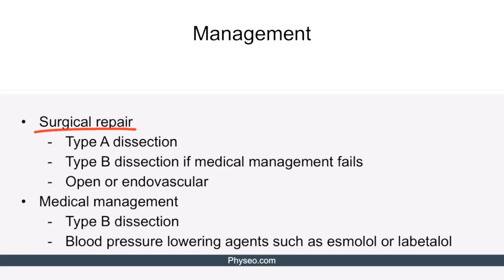Surgical repair is used in all type A dissections and is emergent. Non-emergent surgical repair is used in type B dissections that fail medical management. Surgical repair includes open or endovascular. Medical management involves lowering the blood pressure to decrease the force exerted on the tear. Beta blockers are the treatment of choice because they lower the blood pressure without inducing a reflex tachycardia, which would increase the stress on the wall. Potential agents include esmolol and labetalol.